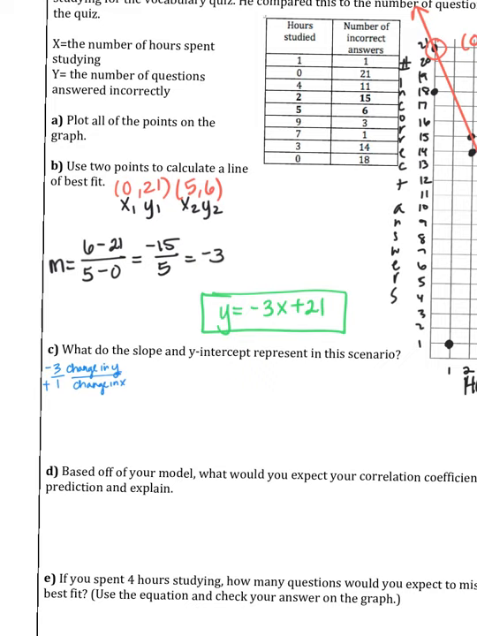Okay? So here we go. For every 1 increase in x, so for every 1 more hour I study, or for every additional hour studied, what's going to happen to y? The number of incorrect answers that you get is going to decrease by 3.